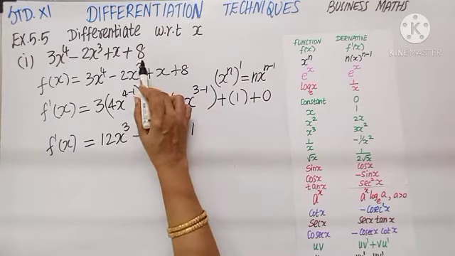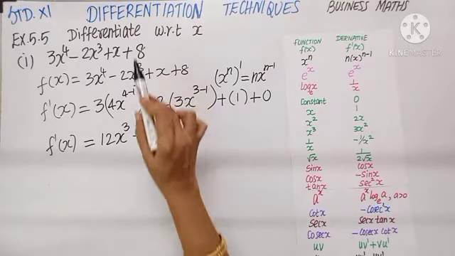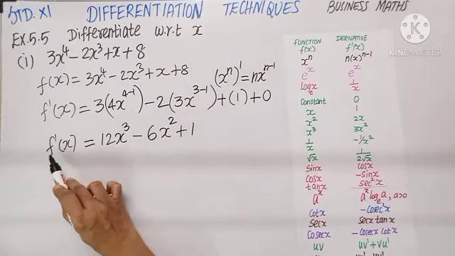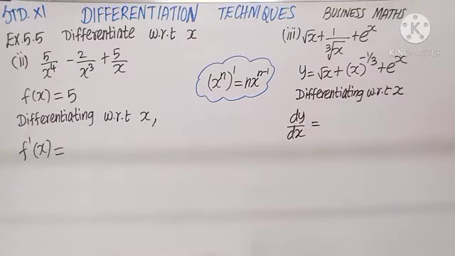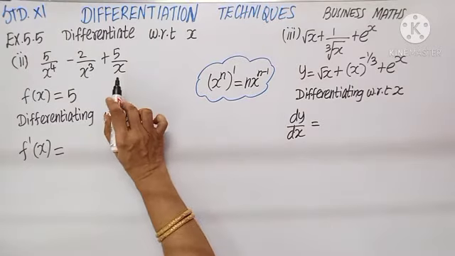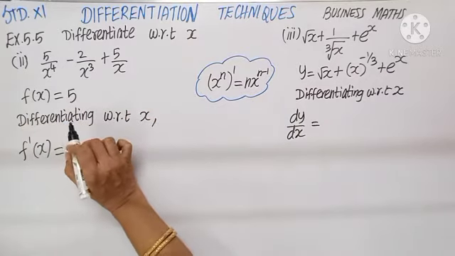The same problem, if I take the given function as y, as I differentiate, I will call it dy by dx. Second subdivision: 5 by x power 4 minus 2 by x cube plus 5 by x. The given question, let us take as f of x.